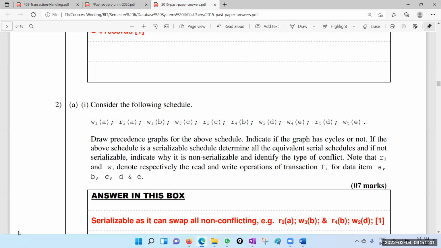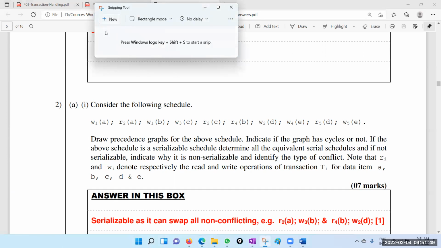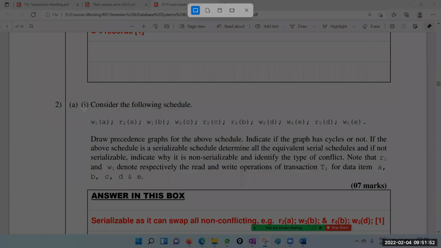Okay, so let's do it. Let me copy it so that I have enough space.